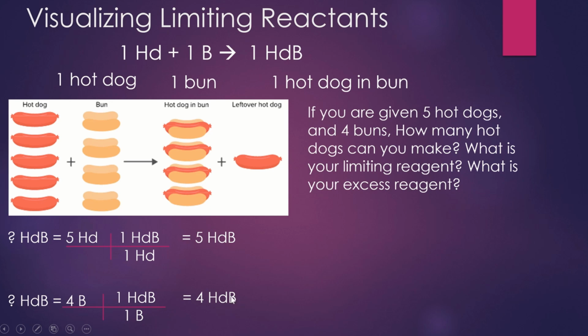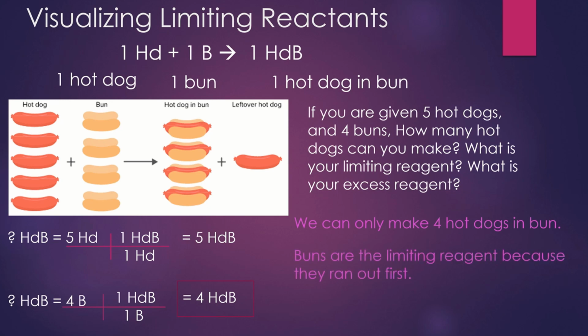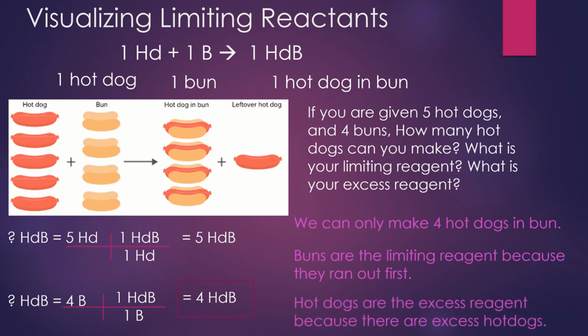Now, we have to think through which makes the least. In this case, it's our 4 buns. So how many hot dogs in a bun can we make? 4. We can only make 4 hot dogs in a bun. Buns are our limiting reagent. They ran out first, they were consumed first, and thus they limited how many total hot dogs in a bun we could make. Hot dogs are our excess reagent because we have excess hot dogs. We have hot dogs left over. That makes them our excess reagent.